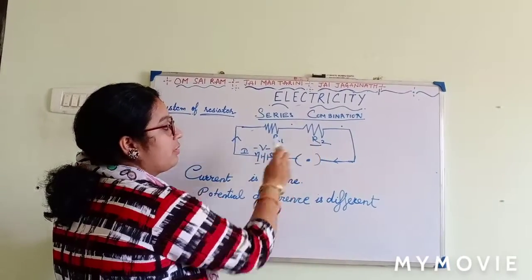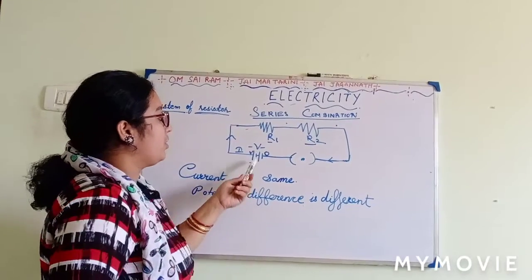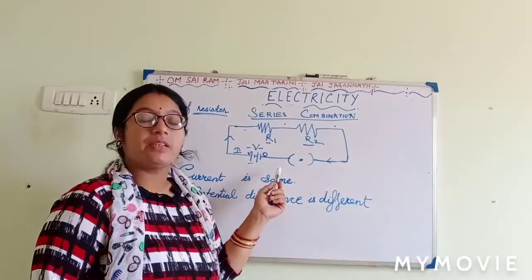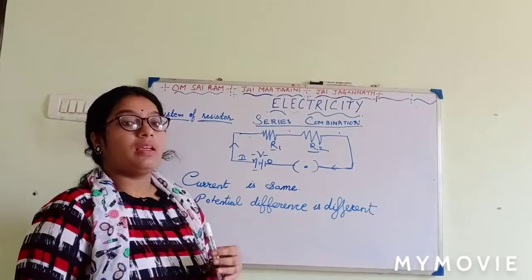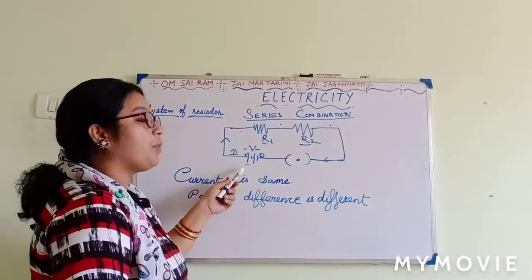Resistor 1 and resistor 2 are connected in series, one after the other. Now in series combination, you can see the battery connected over here. So what does the battery provide? The battery provides the potential difference. So we know that without potential difference, current will not flow. So we need a potential difference.